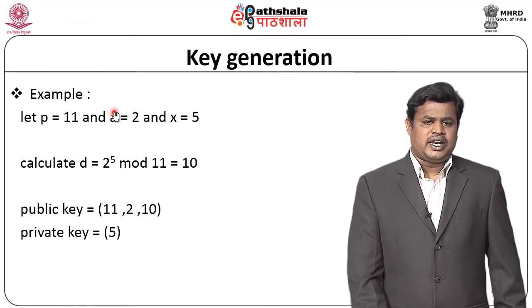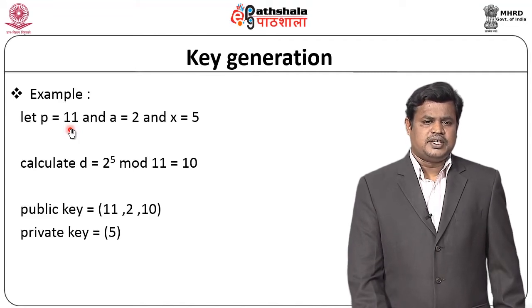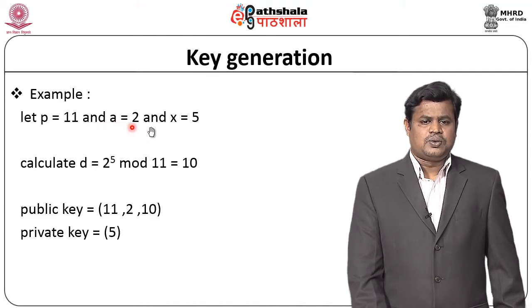So, now we work out an example. Let us assume that p is equal to 11. Here we are considering a very small prime number, but in practice it may choose a prime number of 300 digits in size. So now we are considering the prime number as 11 and a is equal to 2 and x is equal to 5. A is your generator and x is your secret information.